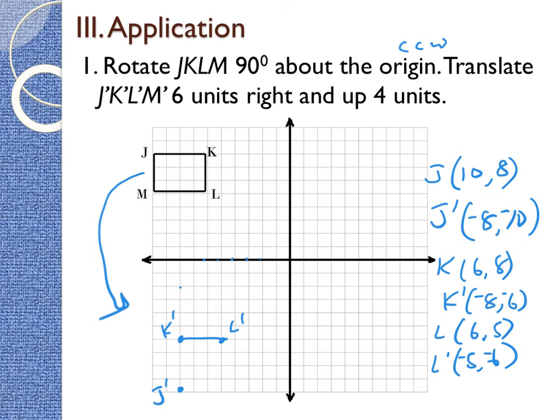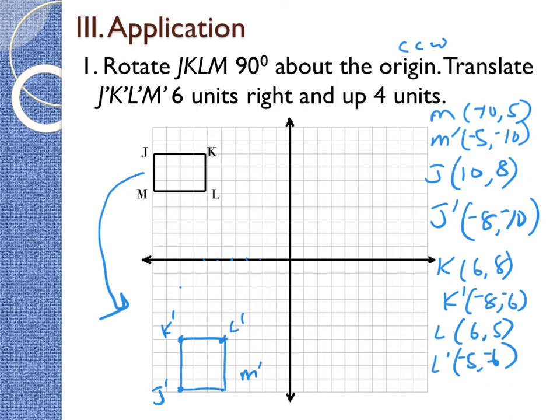So you can see what's happening before we even do the last one. We can pretty much tell what it's going to be. I ran out of space. So M is going to be negative 10, 5. So I'm going to switch the order, and they're both going to become negative, so negative 5, negative 10. That's M prime.